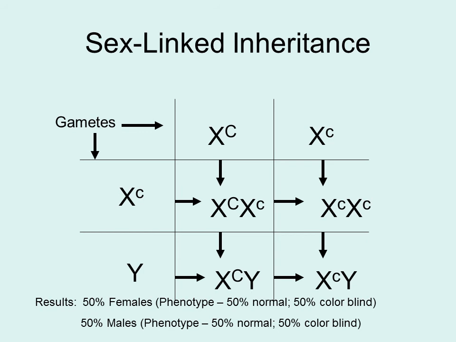Well, obviously there's a 50% chance of having a female, 50% chance of having a male. For the females, there is a 50% chance in this situation that the female will be colorblind. There is a 50% chance that she will have normal vision. She'll be a carrier, but she'll have normal vision. For males, there's a 50% chance that the male will have normal vision, and a 50% chance that the male offspring would be colorblind.